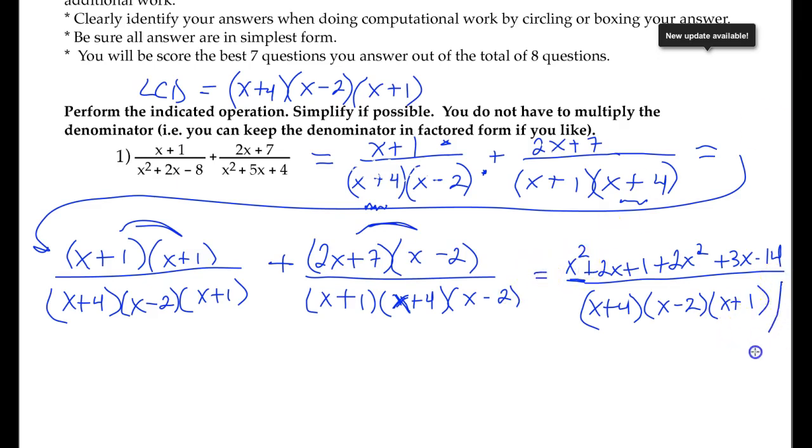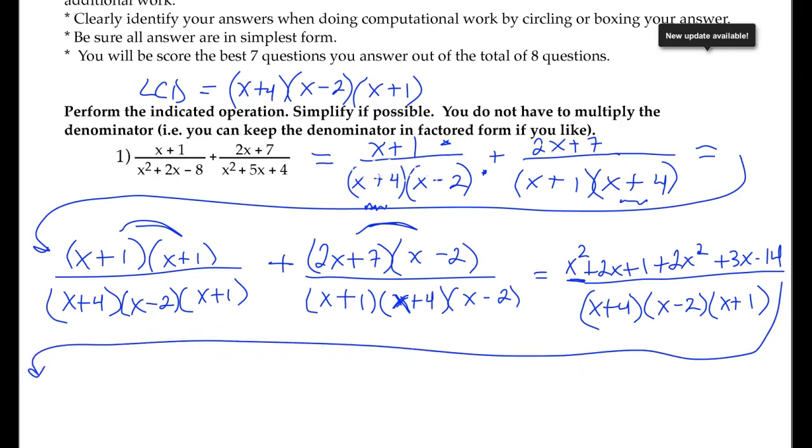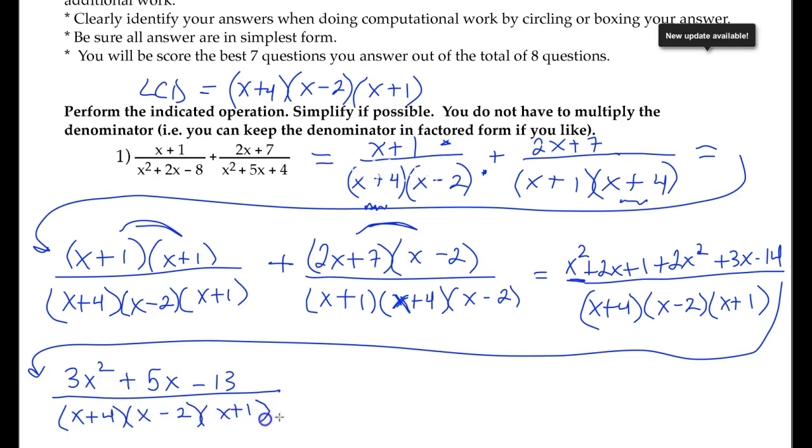All right, so now we just need to simplify and finish. So here we have common terms of x squared and 2x squared, which gives us 3x squared. We have 2x plus 3x, which gives us 5x. And we have 1 minus 14, which is a negative 13. We'll take all of that and just divide that by what our LCD is. And this is your final answer.